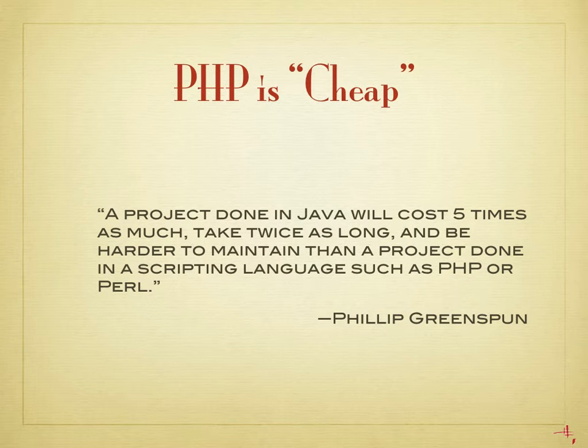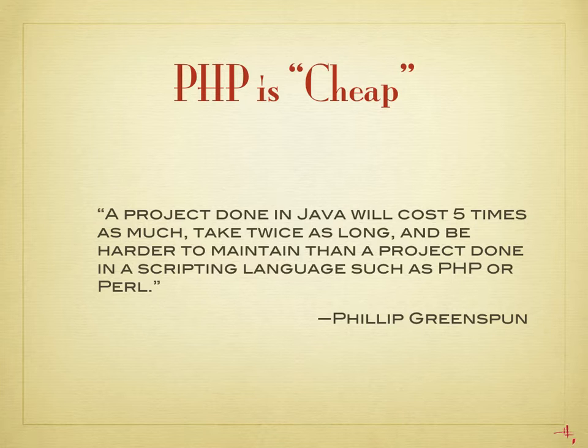So what is this environment and architectural philosophy of PHP? I'll just distill it into, I think, 3 concepts. The first concept is PHP is cheap. And a quote I use to emphasize this is from Philip Greenspun, who isn't a PHP developer. I think he's like a C coder or something. And he wrote, a project done in Java will cost 5 times as much and take twice as long and be harder to maintain than a project done in a scripting language such as PHP or Perl. But I just don't mean cheap in terms of that.